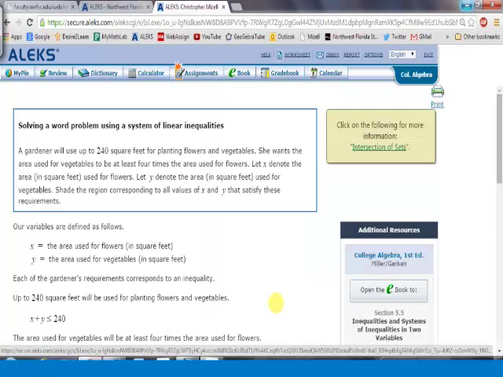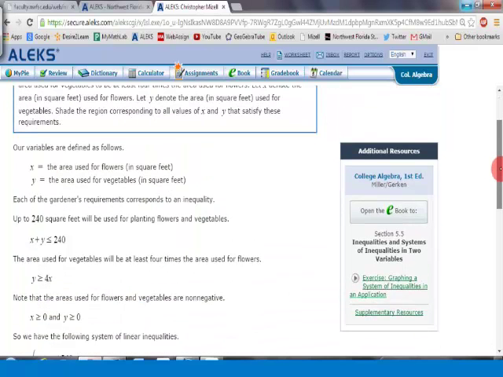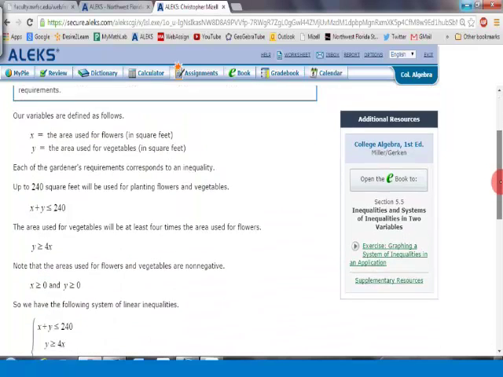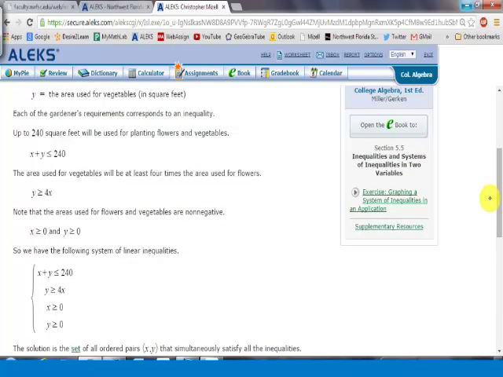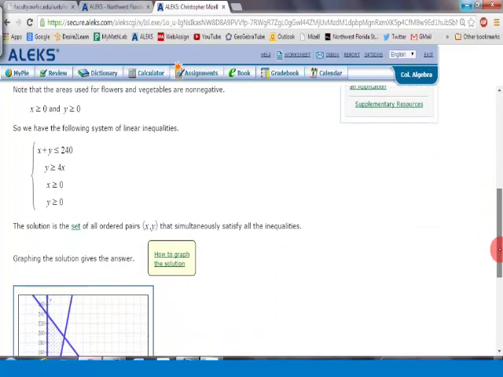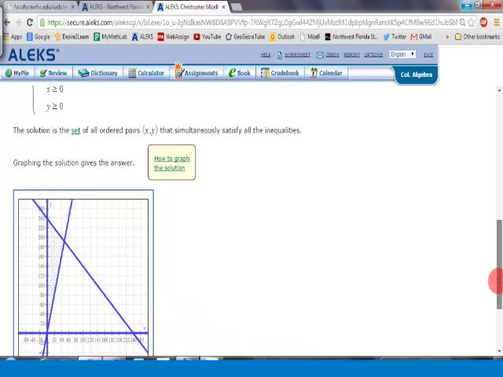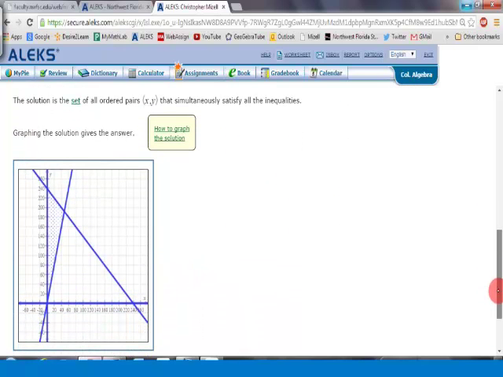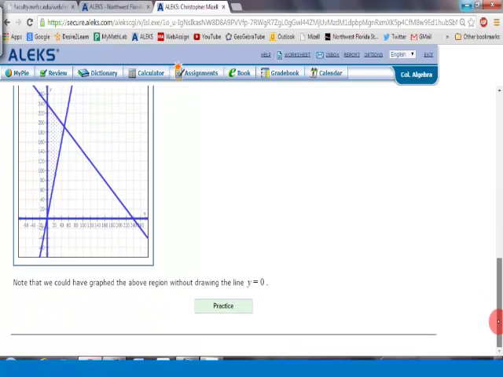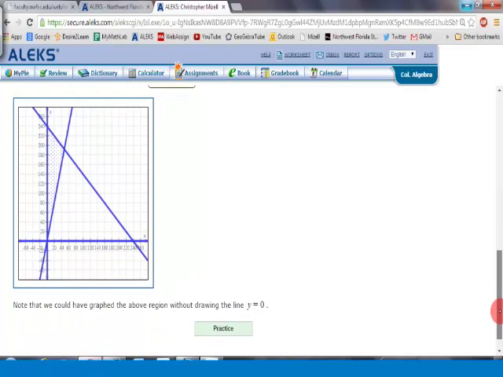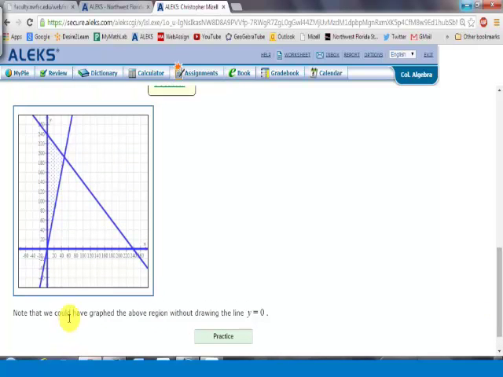All right. So x plus y is less than or equal to 240. We did that. y is greater than or equal to 4x. We did that. Aha! x is greater than or equal to 0. y is greater than or equal to 0. Did that. Graphing the solution gives this answer. That's pretty much exactly what we did. That'll happen sometimes. No, we could have graphed the above region without drawing the line y equals 0. We noted that as well.